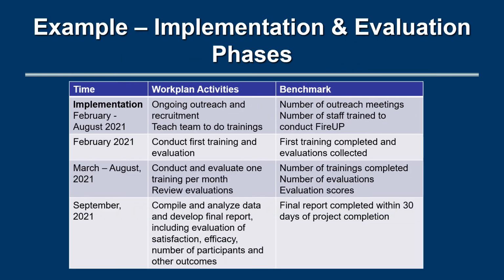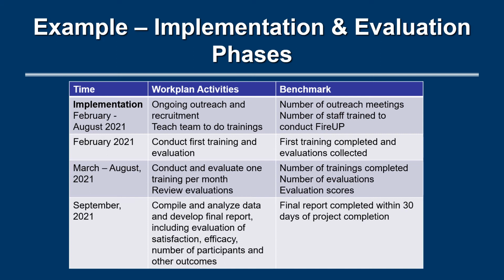Your timeline should include the whole grant period, including the grant requirements. You can include information about your sustainment plan in the timeline as well to show that you have a clear plan for continuing the program after it ends. On this slide, we have an example table showing implementation and evaluation phases. There are 3 vertical columns, reading from left to right: time, work plan activities, and benchmark. There are 4 rows underneath these headers.